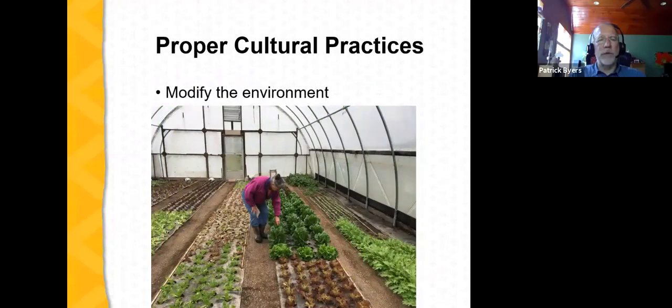Modify the environment. If you can keep plants dry, for example, you have fewer issues with a number of fungal and bacterial diseases. So growing crops in a protected environment can be very helpful from the standpoint of disease management.